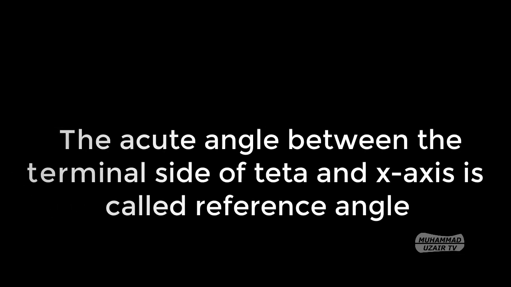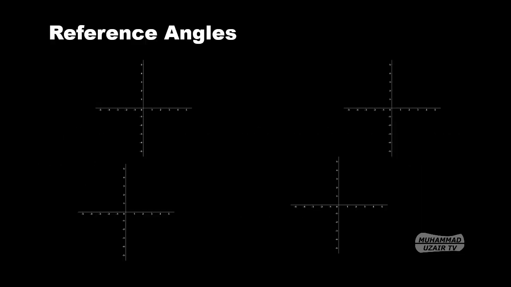The acute angle between the terminal side of theta and the x-axis is called the reference angle. The reference angle depends upon the quadrant in which the line is. For example, let's suppose this is the first quadrant, this the second, this the third, and the last one is the fourth. Let's suppose we have a line in the first quadrant making an angle theta with the x-axis.